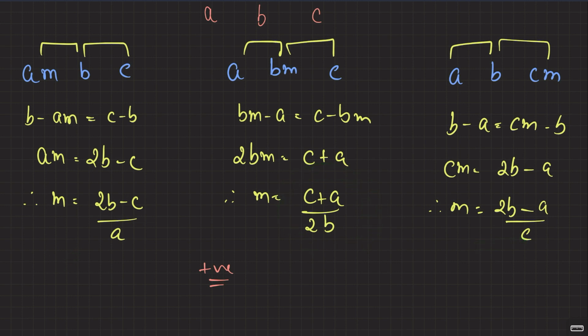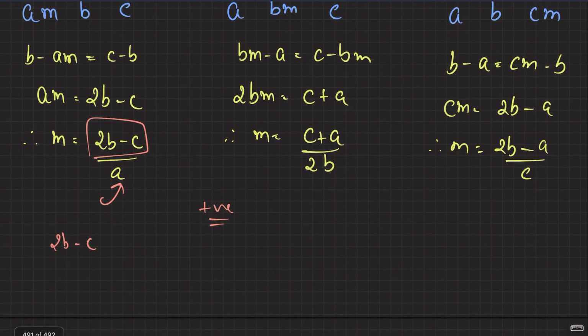So what you need to check here is whether 2B minus C is divisible by A or not, because you want a perfect positive integer, right? So 2B minus C should be divisible by A, and the result that you get is greater than 0. So you just need to check something like whether 2B minus C mod A equals 0, and if it's divisible by A, then this entire thing should be positive as well, greater than 0.